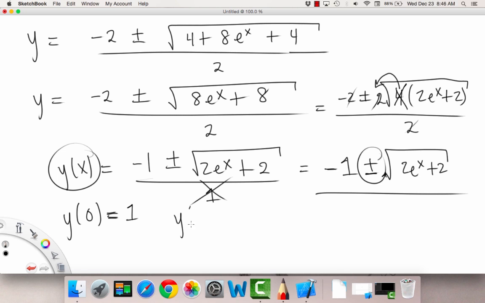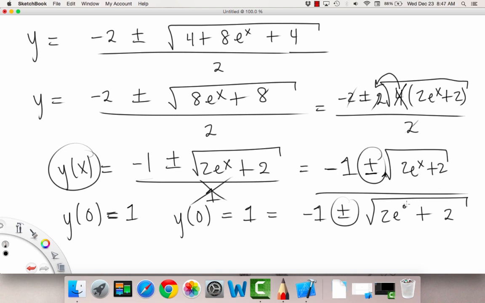So let's try plugging it in. So we have y of 0, and this should be equal to a positive 1. And when we plug in 0 for x, we get negative 1 plus or minus, right now we're still indecisive, right? So 2e to the 0 power plus 2. So this is a 1, so we have square root of 4 in here. So which one do we need in order for this whole thing to be a positive one? And the answer would be we need the positive value there, the positive sign. Okay, so we drop the negative sign basically, and we just take the positive out.